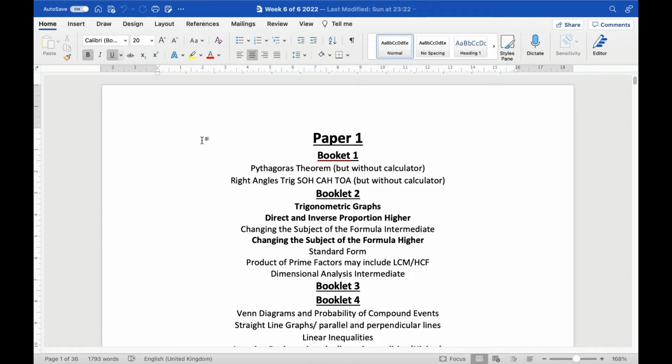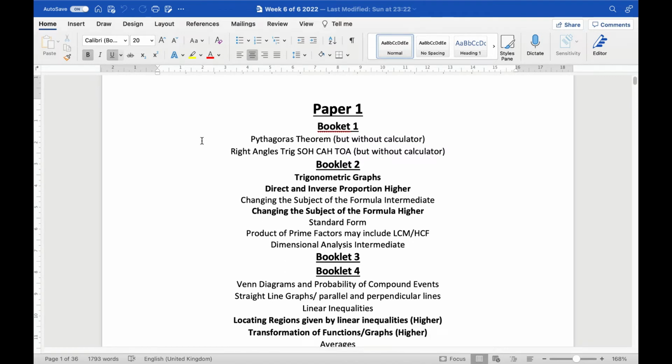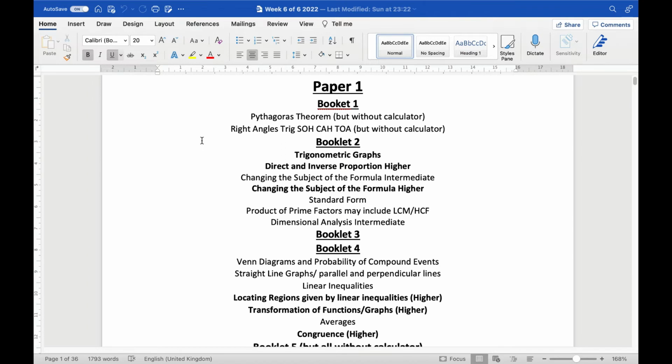Okay, this is booklet 6, or week 6 out of 6, the last booklet, and it's a paper 1 booklet. It starts with a list of all our revision for paper 1. A couple of things that are actually in a calculator paper in booklet 1, Pythag and SOHCAHTOA, are on the list for both papers. We'll go into how they could be asked without a calculator, but you know kind of what you're doing with them.